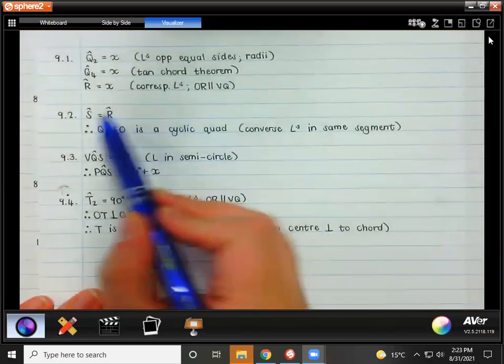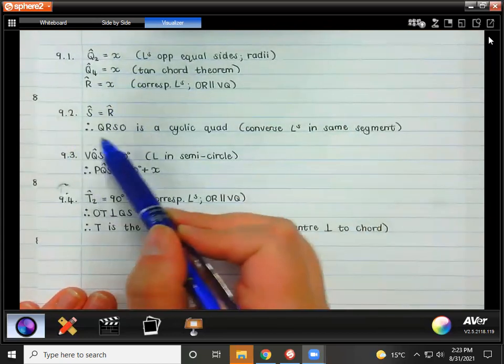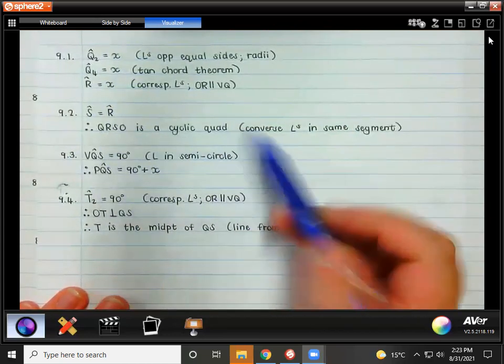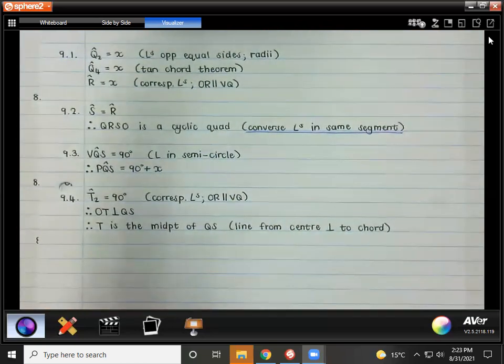So angle S is equal to R. We proved that over here. We proved that they're both equal to X. Therefore, QRSO is a cyclic quad. And that is the reason, guys. Converse angles in same segment.